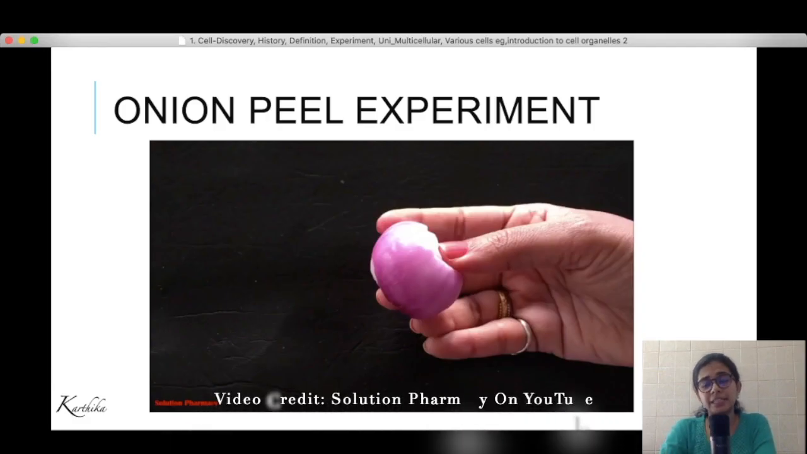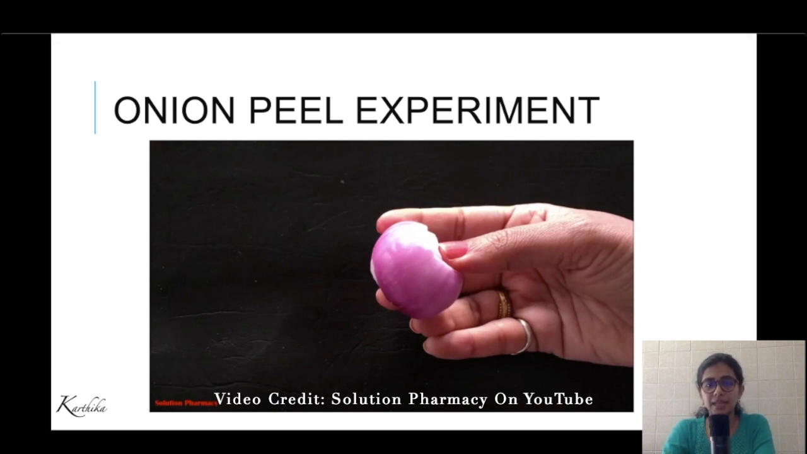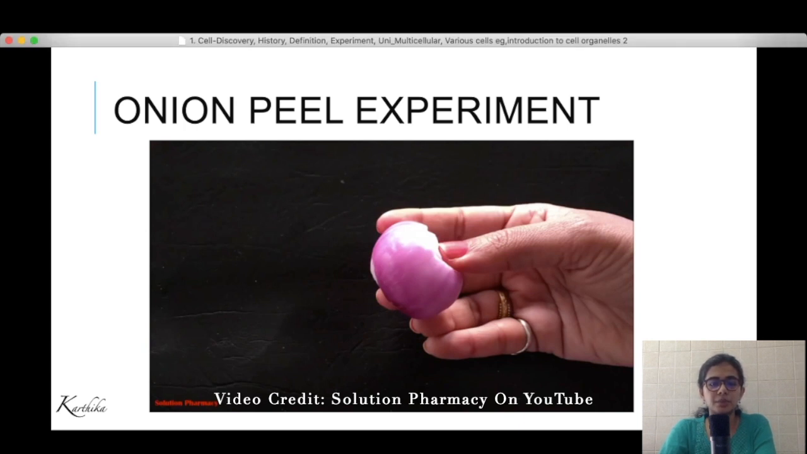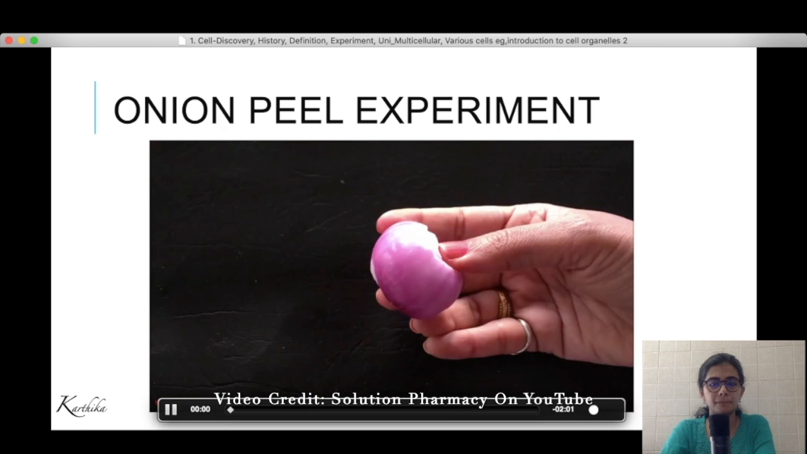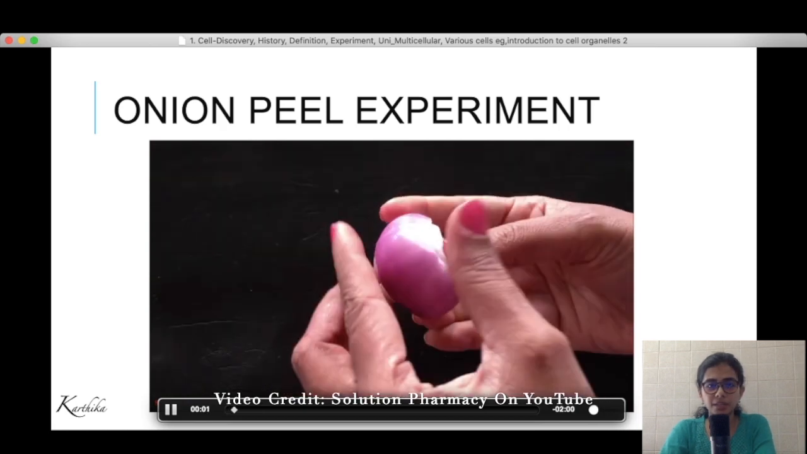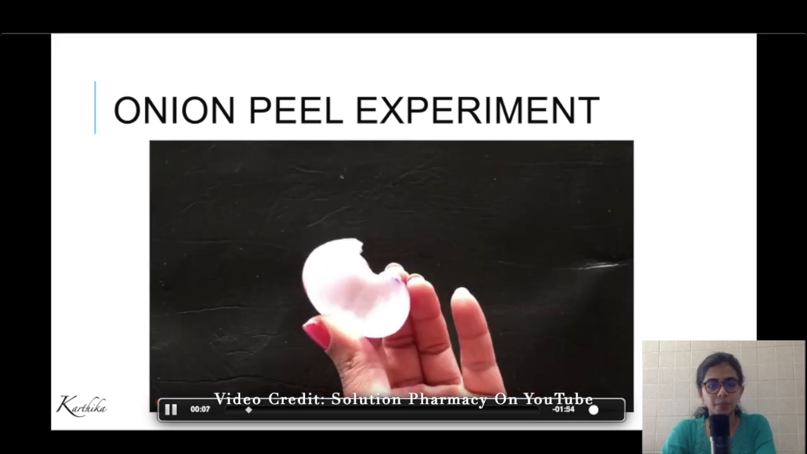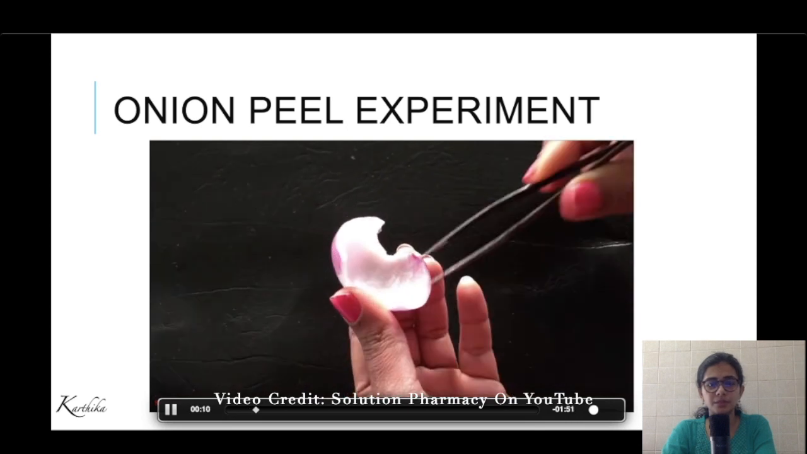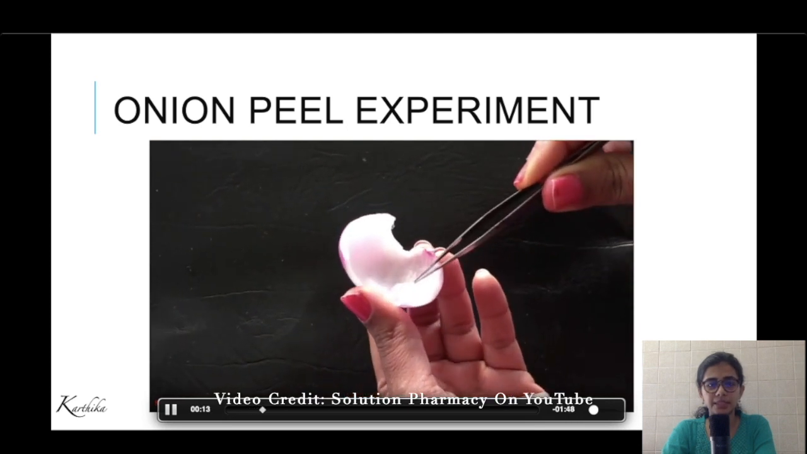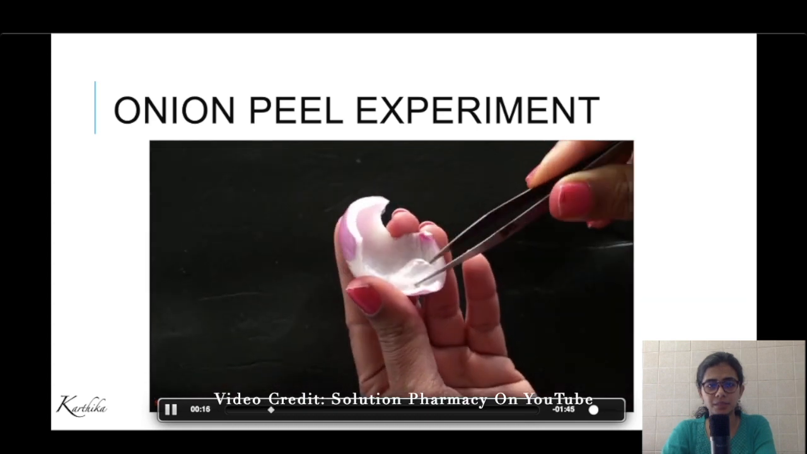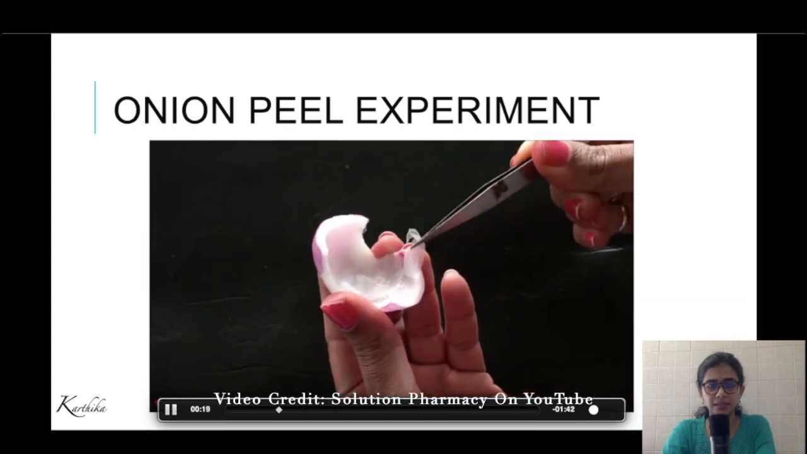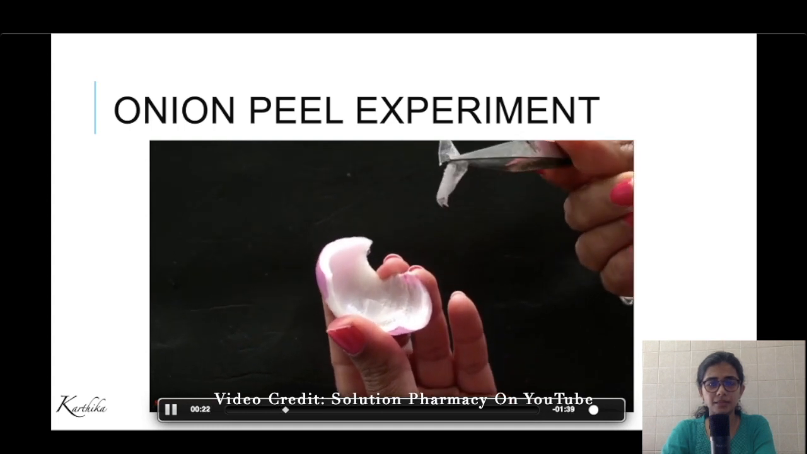Now we'll see a simple experiment that you'll probably do in your lab as well, and it's called the onion peel experiment. Through this, as I already told, we can see the basic structure of cells in real time. So let's see what we do here. Here we take an onion and take out the first layer. Then with a pair of forceps, carefully peel out one single layer. This skin is called epidermis. Without tearing, take out one single layer.